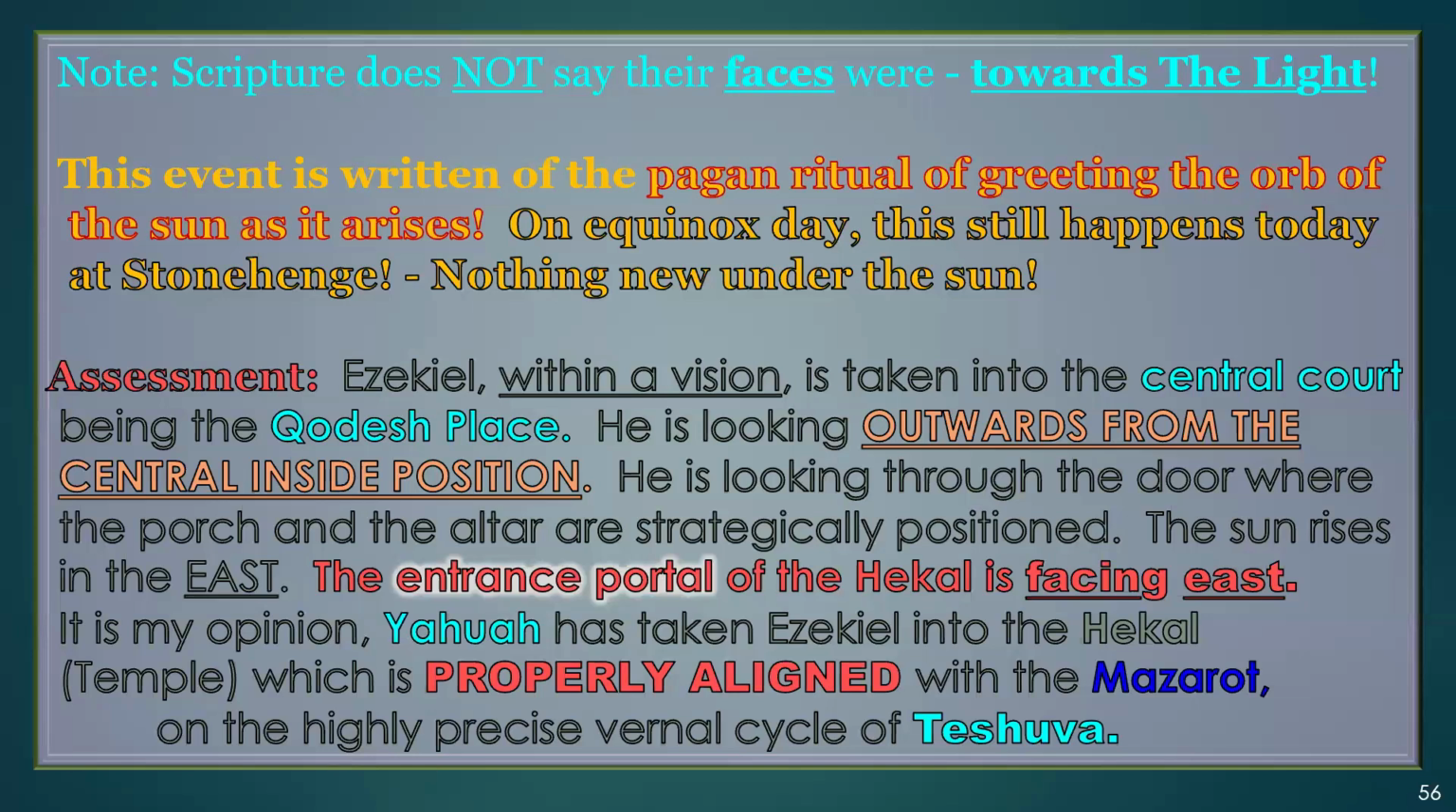Ezekiel, within a vision, is taken into the central court, being the Kodesh place. He is looking outwards from the central inside position. He is looking through the door where the porch and the altar are strategically positioned. The sun rises in the east. The entrance portal, terminology chosen carefully, the entrance portal of the Hekal is facing east. It is my opinion, Yahuwah has taken Ezekiel into the Hekal, which is properly aligned with the Matzerot on the highly precise vernal cycle of Teshuva. And the men have turned their backs to the door, being Yahushua HaMashiach, spiritually and physically.